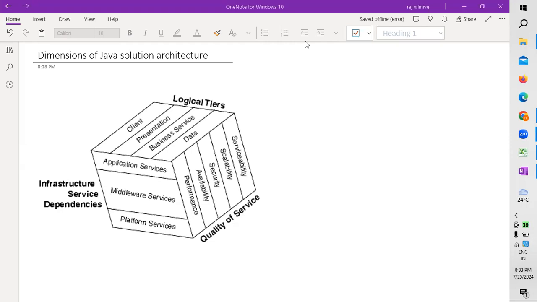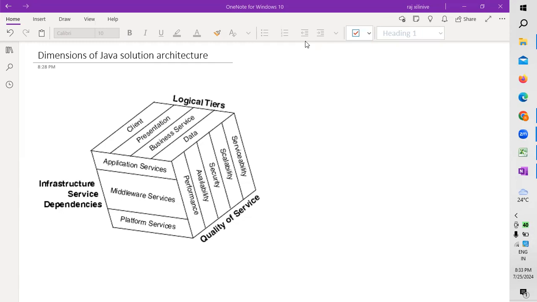Today we are going to discuss the dimensions of Java solution architecture. Because in the last session, if you remember, everyone attending is mostly from the Java development side. As I interacted with you, I came to know that you have a very good, strong understanding of the coding part, so that is an additional advantage in becoming a solution architect, being in the Java part.